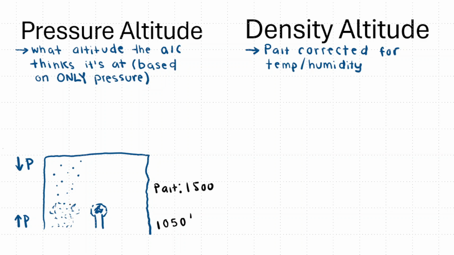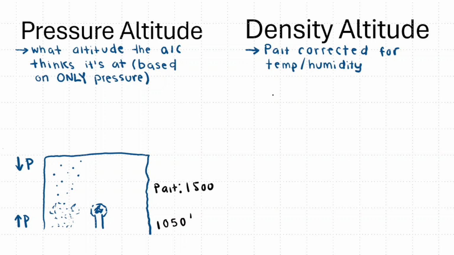So it feels like it's taking off from, let's say, somewhere around here. Okay, so the particles are more spread apart, the air is less dense, and I like to think of that as the air is less juicy, let's say. So the particles are not acting on your plane as much as you'd like them to. So we actually want our pressure altitude to be lower.